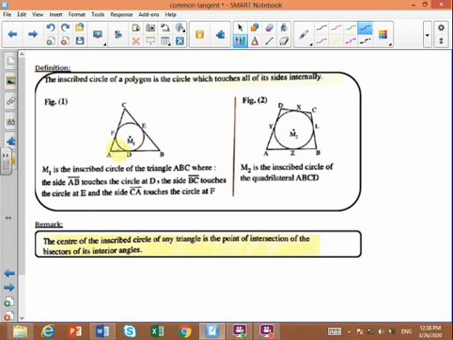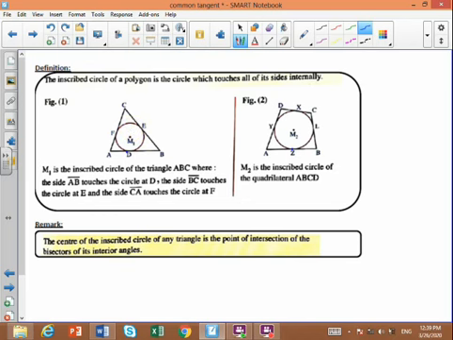So here circle M1 is the inscribed circle of triangle ABC, where side AB touches the circle at D, side AC touches the circle at F, side CB touches the circle at E. And here also M2 is an inscribed circle of the quadrilateral because it touches AB at Z and CB at L and CD at X, DA at Y. If the center of the inscribed circle of any triangle is the point of intersection of what?